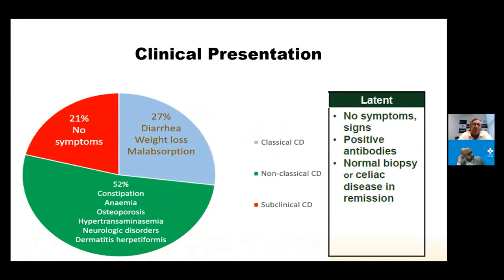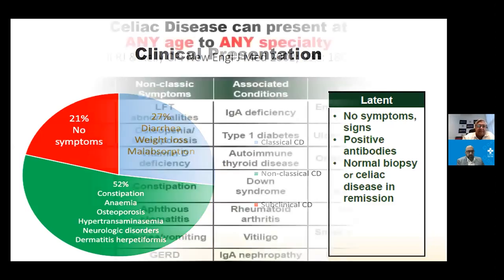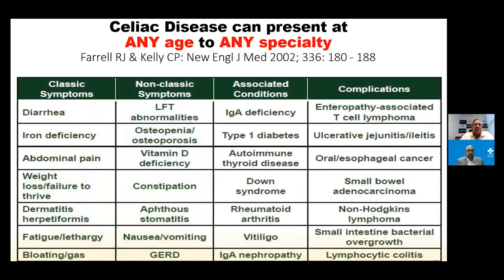So overall, you would find that there are no symptoms in 21% of cases. The typical symptoms of diarrhea, weight loss, and malabsorption are in 27% of cases, and in 52%, it's as a consequence of malabsorption. That would mean that celiac disease should be considered in the differential diagnosis and can present at any age to any specialty.